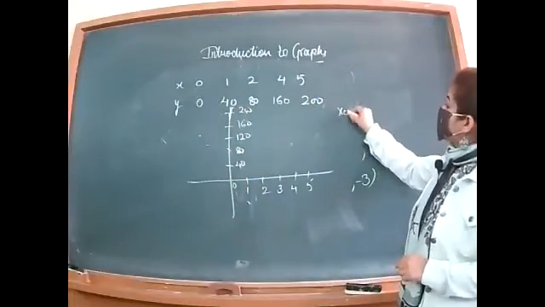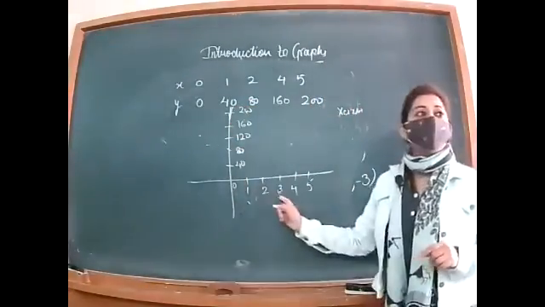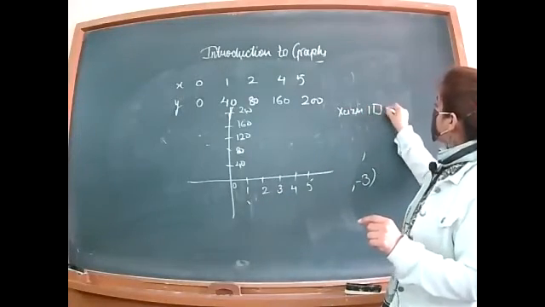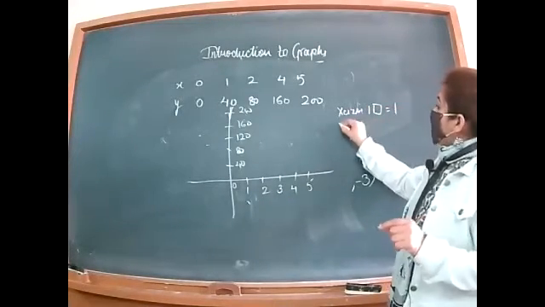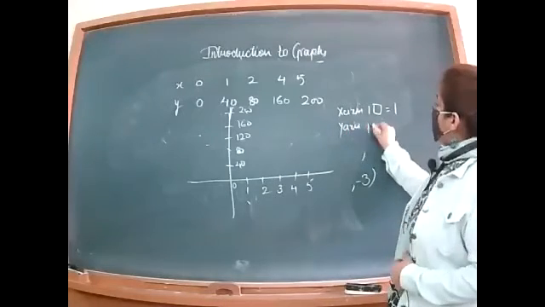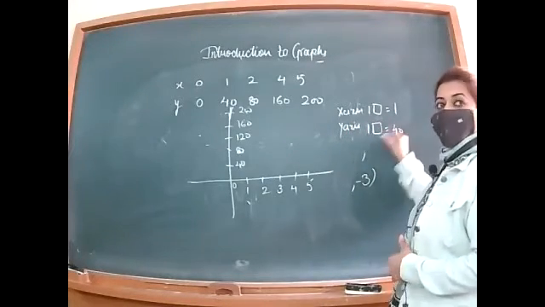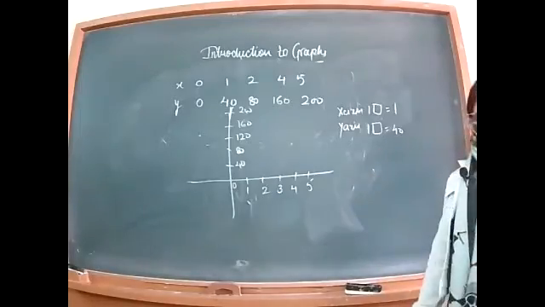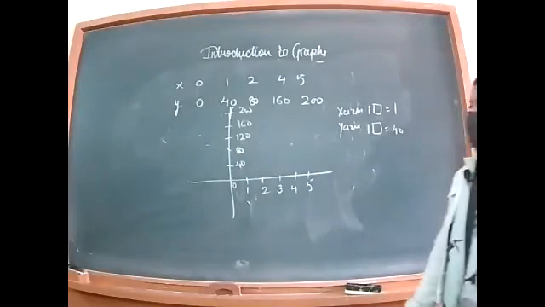For this, you will write the scale. For the x-axis, what's the gap between the numbers? 1. So for the x-axis, one box is equal to 1. And for the y-axis, one box is equal to 40. Is it clear? It's compulsory to write the scale, otherwise there will be a deduction of marks.